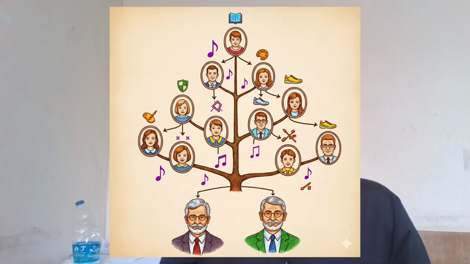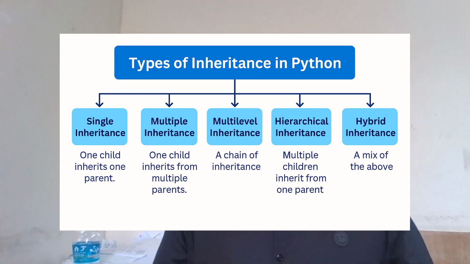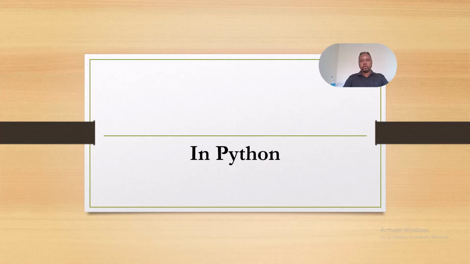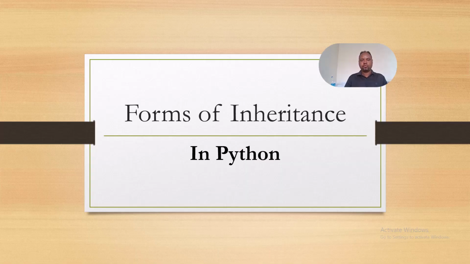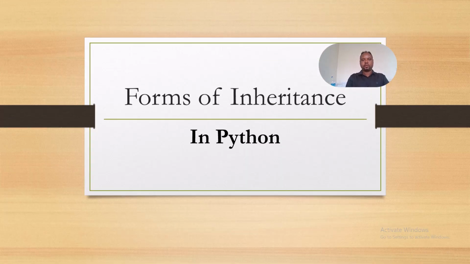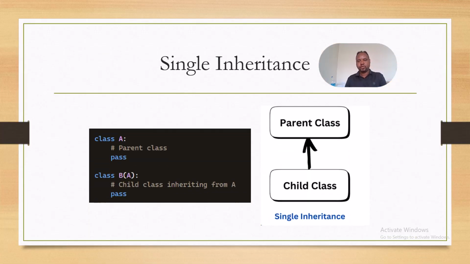In doing so, we will have several types of inheritance in Python: single inheritance, multiple, multi-level, hierarchical, and hybrid inheritance. We will explain these one by one with the help of the following picture. So, let us see the many forms of inheritance in Python one by one with the help of this picture.